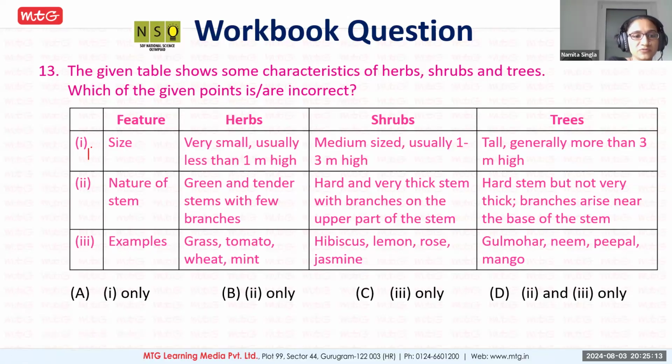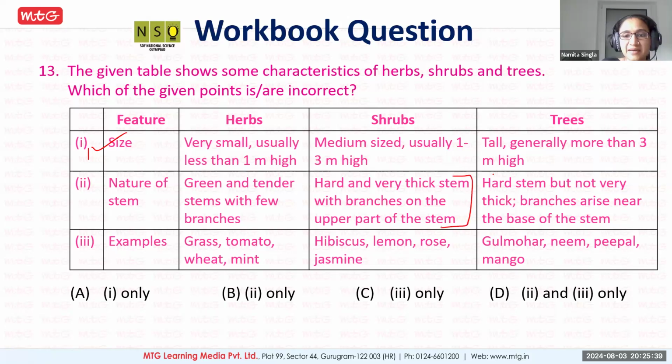And we have nature of the stem. Herbs have green and tender stem with few branches. In shrubs, hard and very thick stem with branches on upper part of stem. In trees, hard stem but not very thick, branches arise near the base of the stem. Is it true or false? Shaurya will tell us. This difference is true or false? Ma'am, it is false because in trees the stem is very thick.